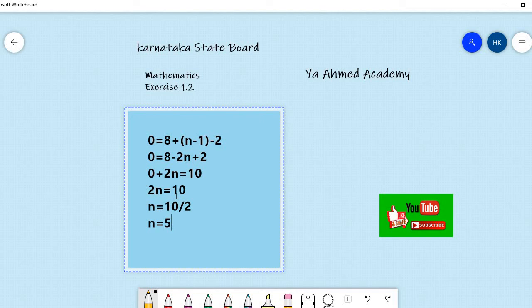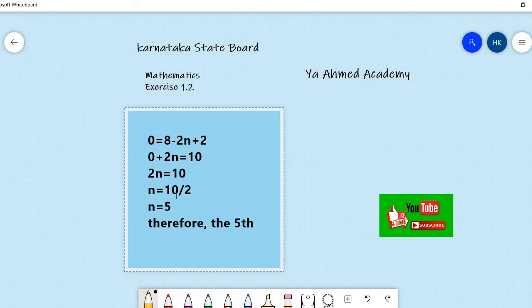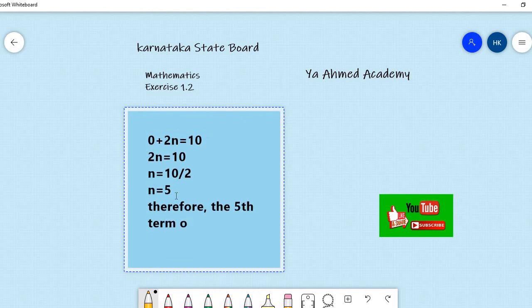In this way, by following these easy steps, keep all the steps in your memory and just solve it, you will get the answer. So in this case, the fifth term will have 0. So therefore, you just write down the conclusion also. Therefore, the fifth term of AP has value 0. So you can just complete this sentence and write the conclusion. So write all the steps, follow these steps and method to get the complete answer. I hope you have understood this question.